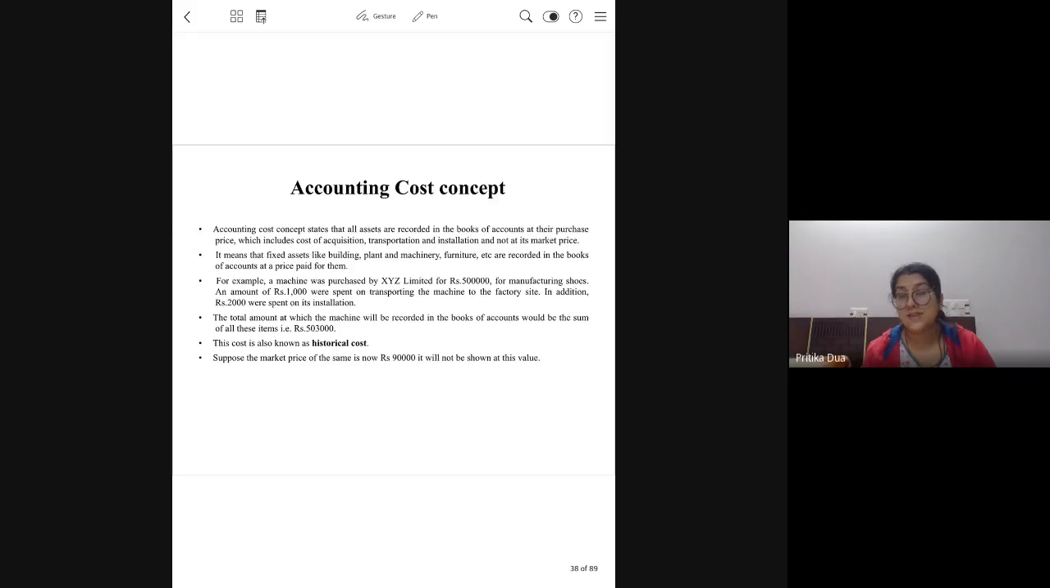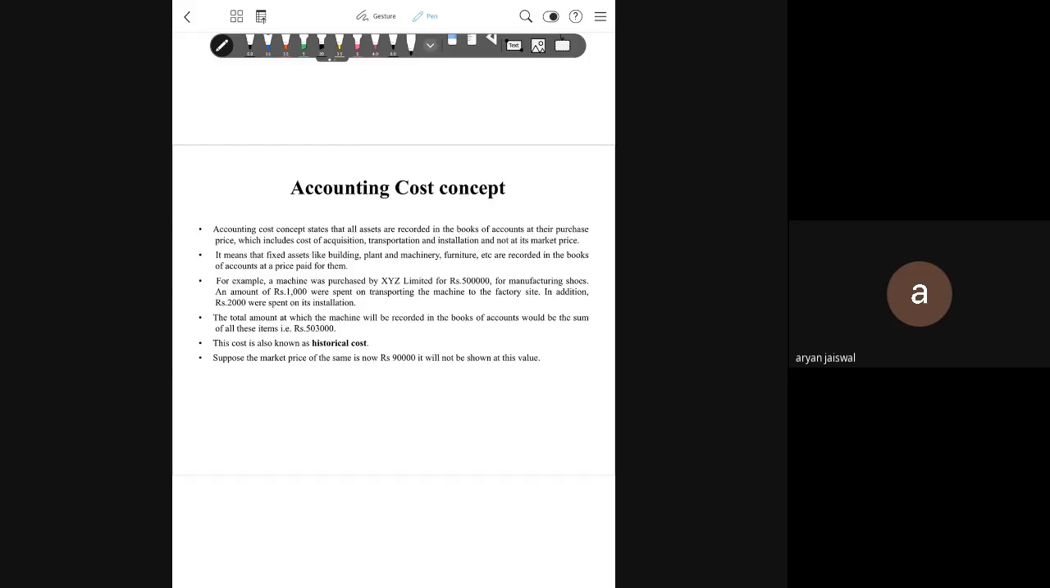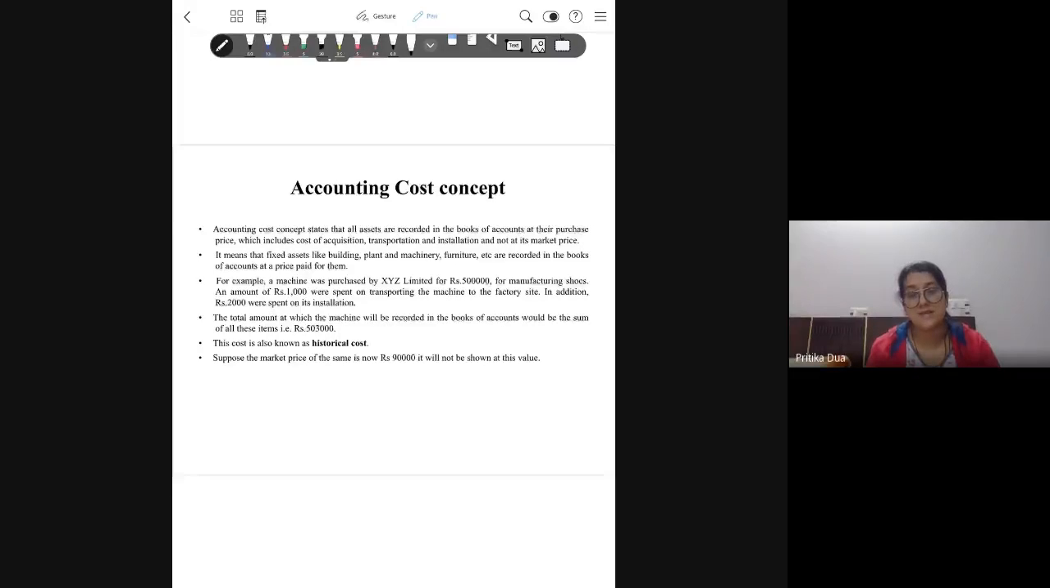Now, all assets in the business are depreciated except for one asset. Which asset is that? Yes, the commerce students should be able to answer this question. All assets are depreciated except for one asset. Which asset is that? Land, goodwill? Yes, good. Land. Land is the fixed asset which isn't depreciated. Okay, it is always recorded at the original purchase price.